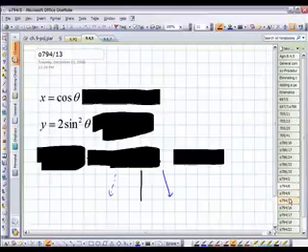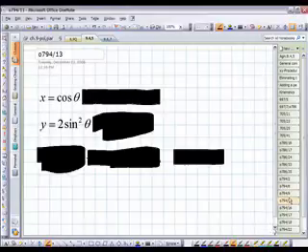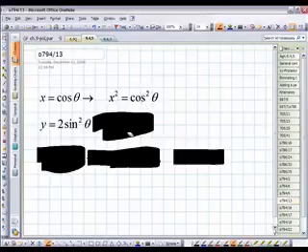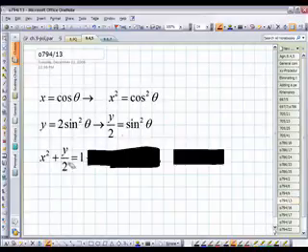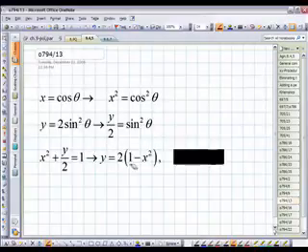This is an example of eliminating a parameter. So again, we don't solve for theta. We instead use Pythagorean identities. We square both sides here. Over here, we divide both sides by 2. And now if we add the two equations together, we'll have x squared plus y over 2 equals cosine squared plus sine squared, which in turn is equal to 1. And then I can solve this for y and put it more in a parabolic form.